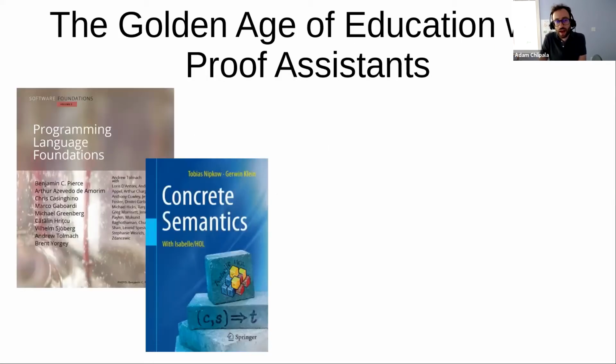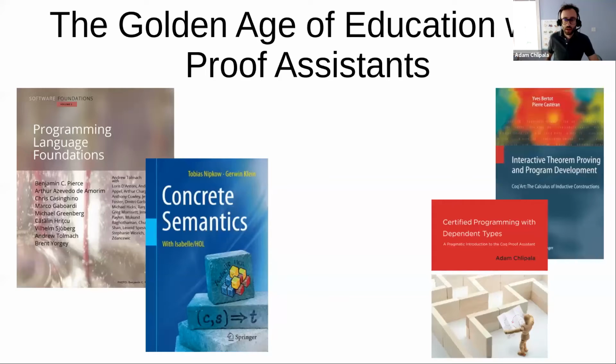So there's actually quite a lot of coursework going on these days that builds on proof assistants to help students learn to reason about programs. Two of the best known materials are Programming Language Foundations and Concrete Semantics, which both start from students who don't have past experience with proof assistants. There are also other materials, including my own book, Certified Programming with Dependent Types, that are aimed at people who are maybe more interested in becoming experts on these tools and get into more advanced material.